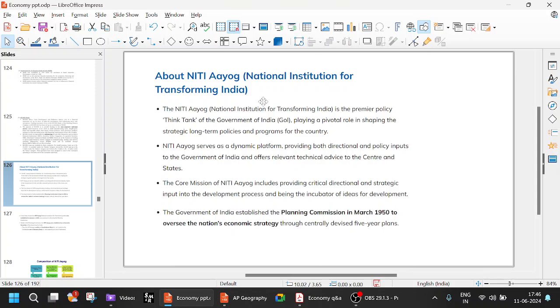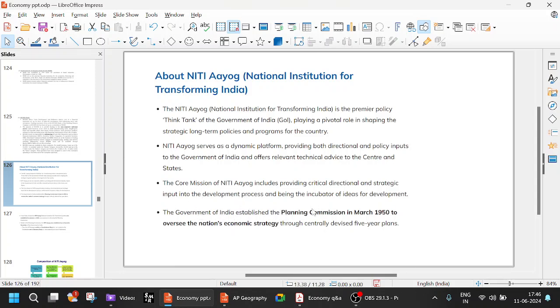So Niti Aayog is very important. National Institution for Transforming India. So the Niti Aayog is the premier policy think tank. Remember this, think tank of the government of India, playing a pivotal role in shaping the strategic long-term policies and programs for the country. All this is fine. Core mission of Niti Aayog is providing critical directional and strategic input in the development process. So try to observe all these things. Think tank, okay, giving ideas, policy making, and all this.